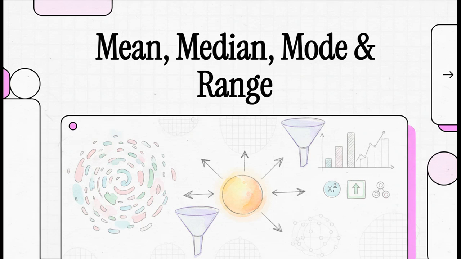You ever look at a big list of numbers, like test scores or temperatures or stats for your favorite player, and your eyes just kind of glaze over? How are you supposed to make any sense of it all? Well, what if I told you there are a few really cool tricks to boil that whole list down to just one single number that tells the story? That's exactly what we're going to break down today.